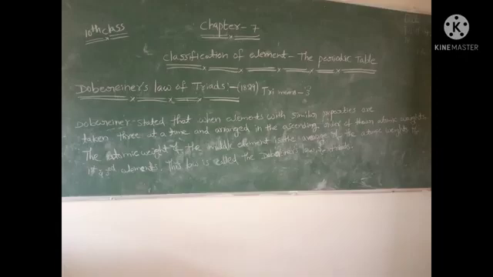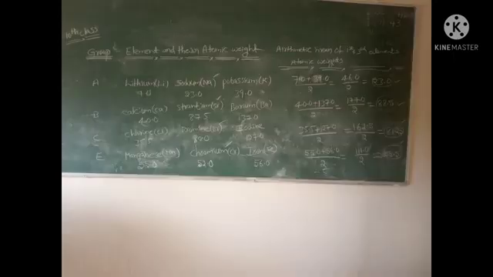For example, we observe the table. There are A, B, C, D groups in the table. Look at the table. The table is divided into three parts: groups, elements and their atomic weights, and the arithmetic mean of the first and third elements' atomic weights. In group A, there are three elements: lithium, sodium, potassium. Lithium atomic weight is 7.0, sodium atomic weight is 23.0, and potassium atomic weight is 39.0.